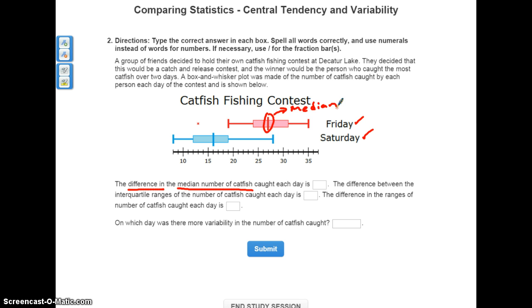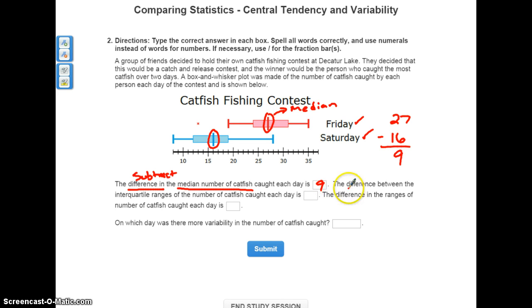So I'm asked, in this case, to find the median of Friday. So that's the first thing I have to do here. The median of Friday, I look down here, I have 25, 26, that is 27. Therefore, the median of Saturday, which this is our median right here, is 16. And if I have to find the difference here, that means to subtract. This whole problem is a big subtraction problem. So 27 minus 16, the difference there is just 9. So when you're typing in this first box, that is just a difference of 9.